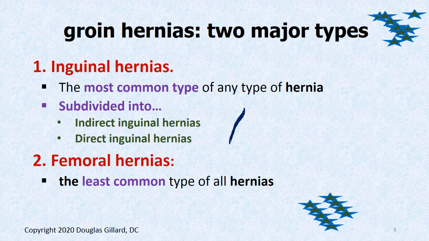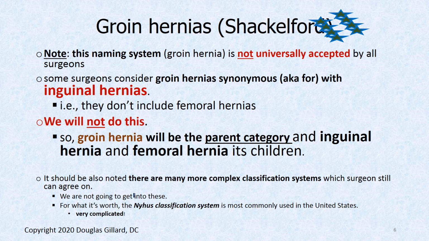These are super high yield board questions, right? These are the most common hernias on the planet, indirect in particular. Femoral hernias are pretty rare, so that's why I have a YouTube video on it, but I'm not going to get to it this time because I had to make room for some other stuff later on. This naming system has groin hernia as the main category, with inguinal hernias and femoral hernias underneath that.